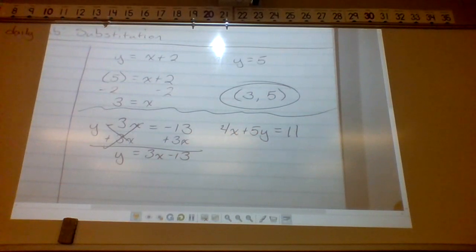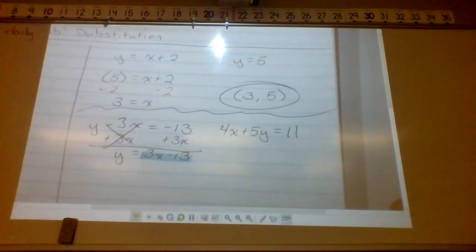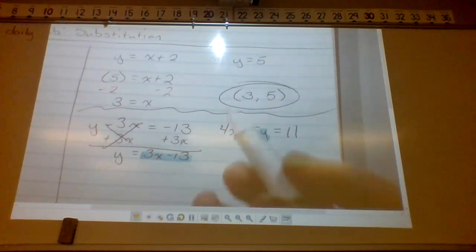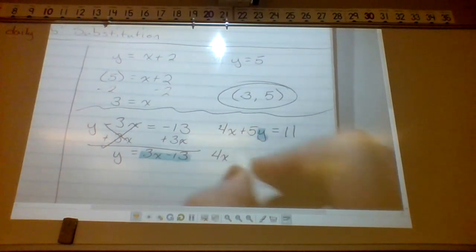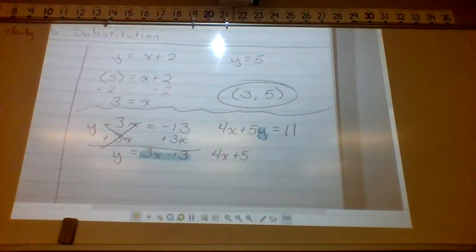Do you now know what y equals? Yeah. Can we substitute in? Yes. You're just going to have a longer one. So you see how y is equal to 3x minus 13? This right here has to become 3x minus 13. So under here, you're going to put 4x because it does not change. Plus 5, because it does not change, but now we hit the y. What does y equal? 3x minus 13.